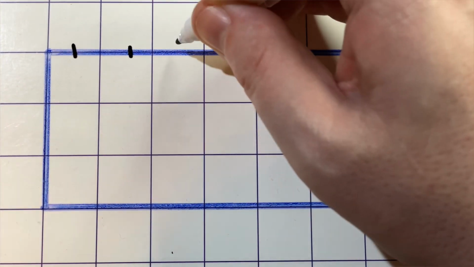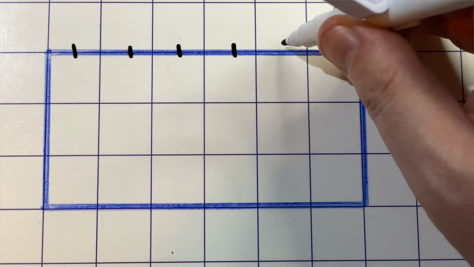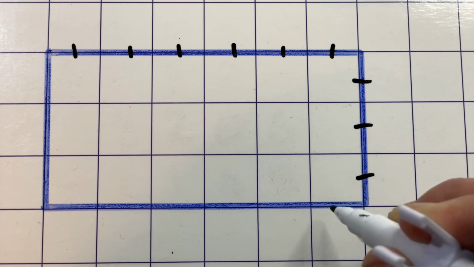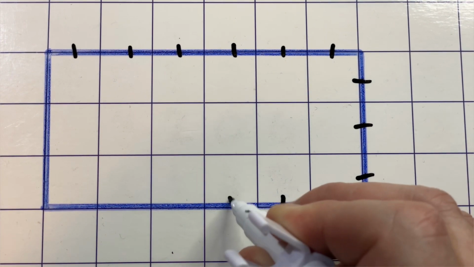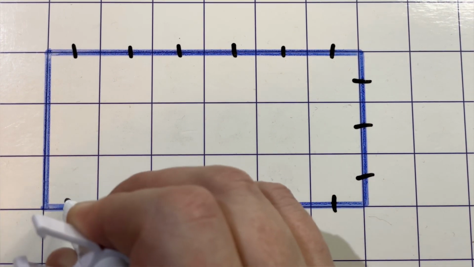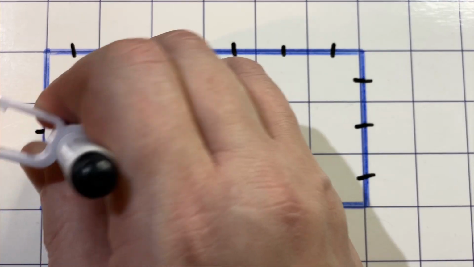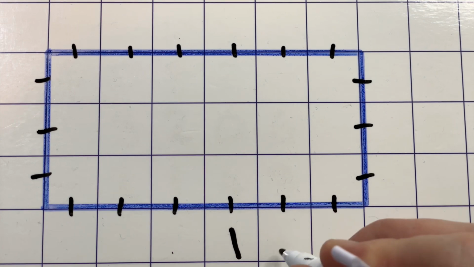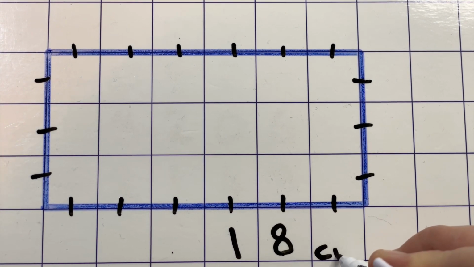1, 2, 3, 4, 5, 6, 7, 8, 9, 10, 11, 12, 13, 14, 15, 16, 17, 18. So the perimeter of that rectangle is 18 centimetres.